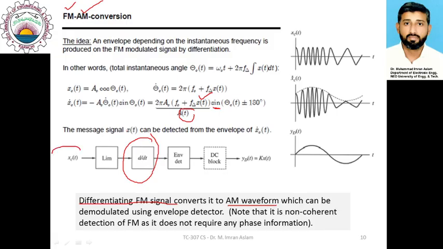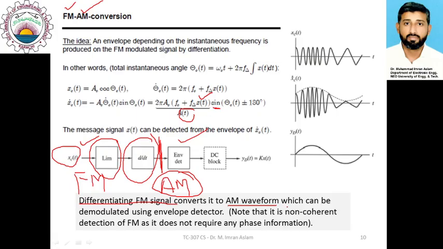So if we have an FM waveform, first we pass it through a limiter circuit, as we have previously discussed, it is used to remove the noise spikes from the system, and then we pass it through a derivative circuit. Once we get the derivative, this FM gets converted into an AM waveform, which would be available at this point. So AM can be detected in a similar way as we have previously discussed, and you should recall that we use envelope detectors to detect the AM waveform.